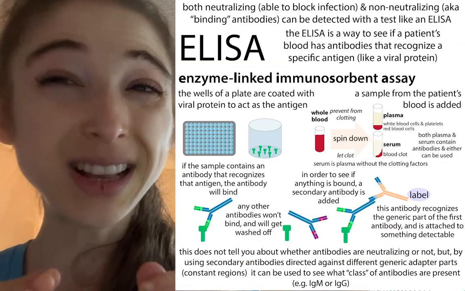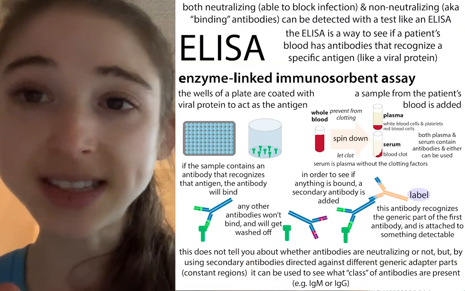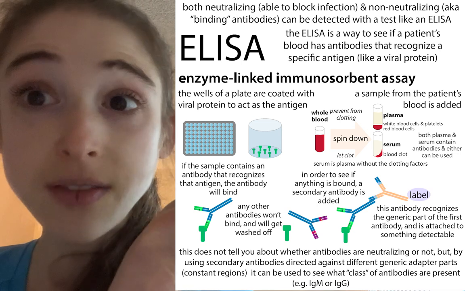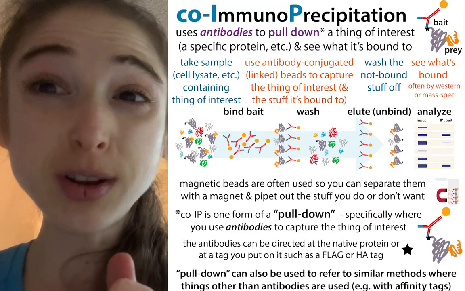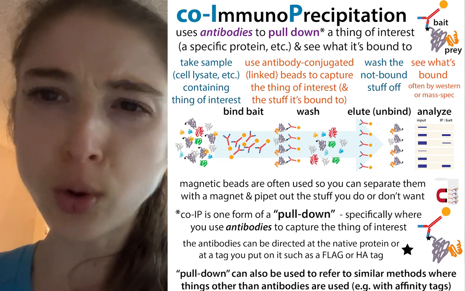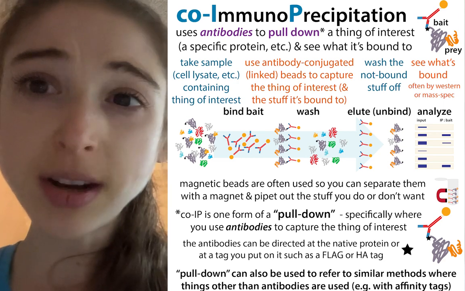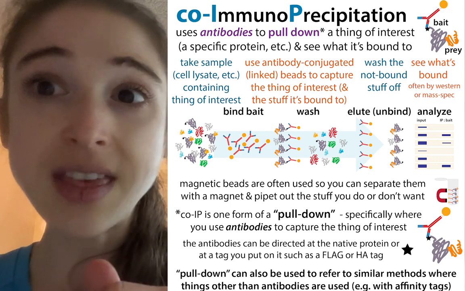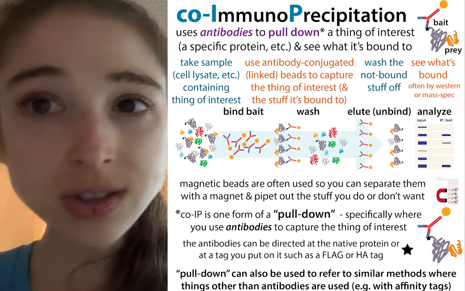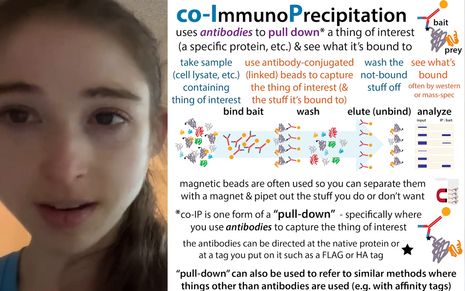We can do something called an ELISA, which is similar in concept, except that things are happening in the well of a plate rather than on a membrane. We can do things like a co-immunoprecipitation, a co-IP, a pull down. Basically, we use an antibody to pull down a molecule of interest, a protein of interest, and then see what it's bound to. All sorts of very cool things that we can do with antibodies.